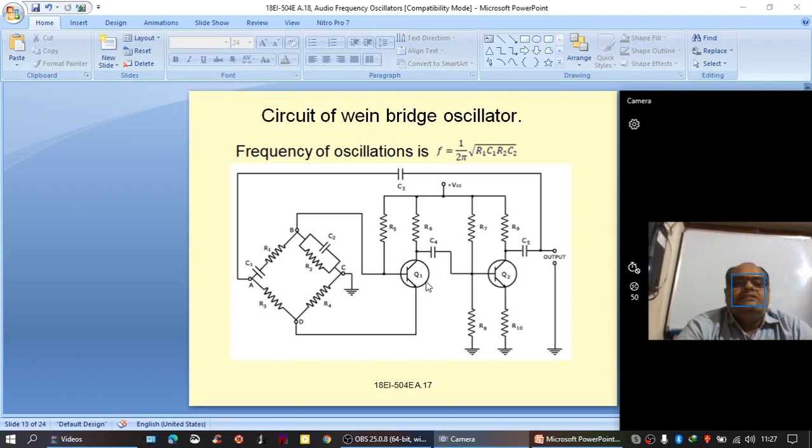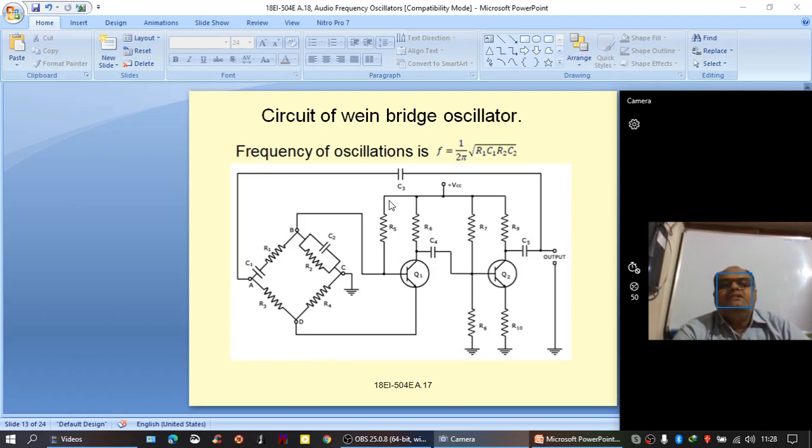So initially the output would be positive. Capacitors C4 and C5 start charging in one direction, and when they completely charge fully, then the bias on Q2 will become low. When the bias on Q2 is low, then the output changes its polarity. Capacitors start charging in the opposite direction. In the opposite direction, we will get the signal at the output.